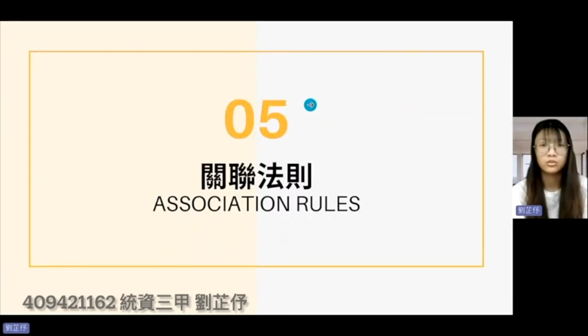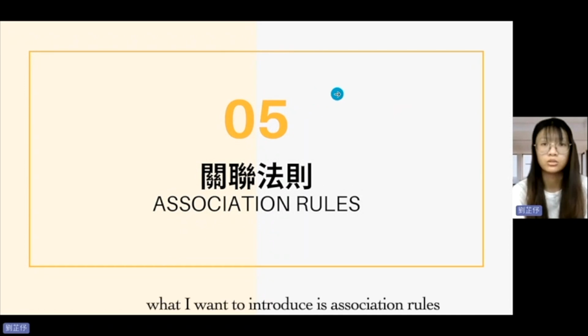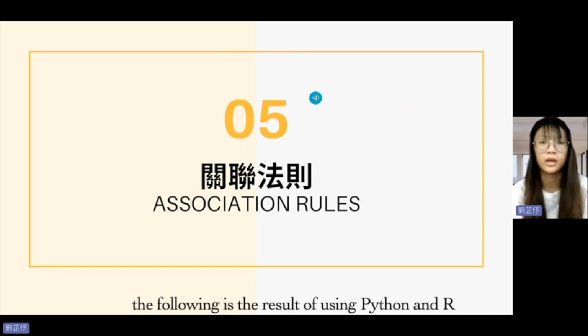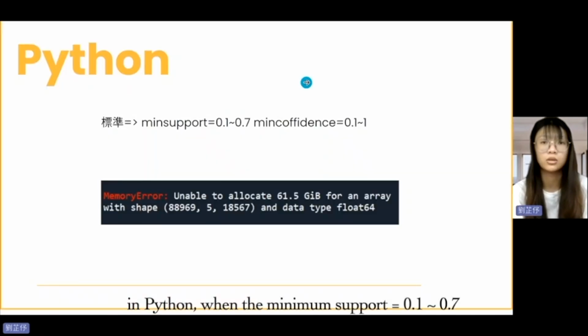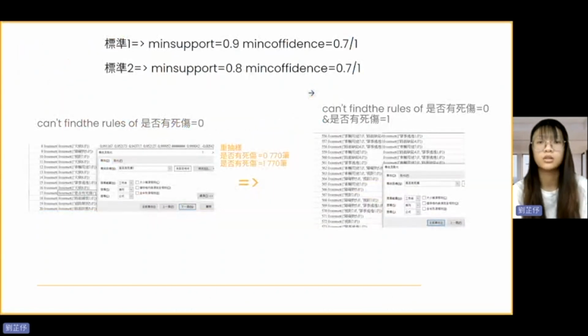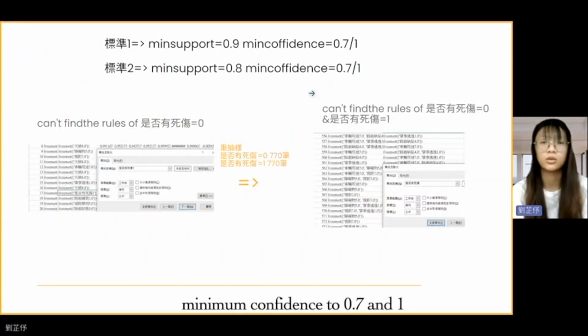My name is Liu Zhiyu. What I want to introduce is association rules. The following is the result of using Python and R. In Python, when the min support equals from 0.1 to 0.7 and min confidence equals from 0.1 to 1, there will be an error because of insufficient RAM. So I tried 4 settings: set min support to 0.8 and 0.9, and min confidence to 0.7 and 1.